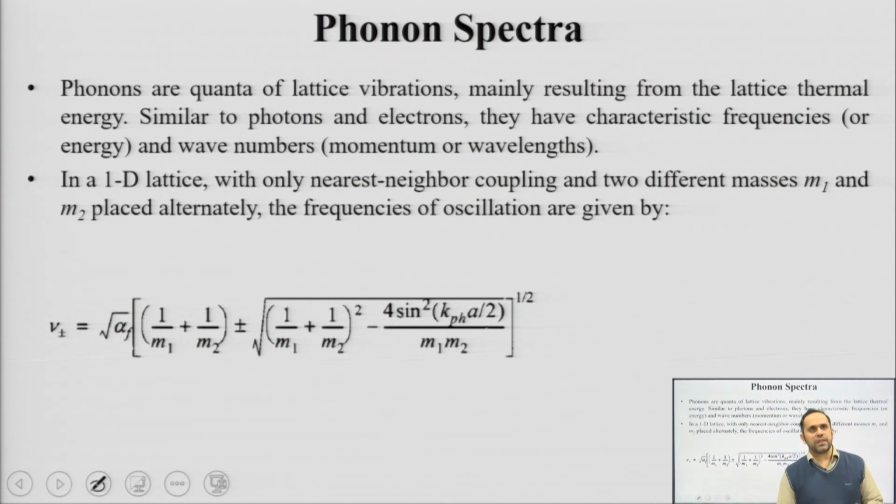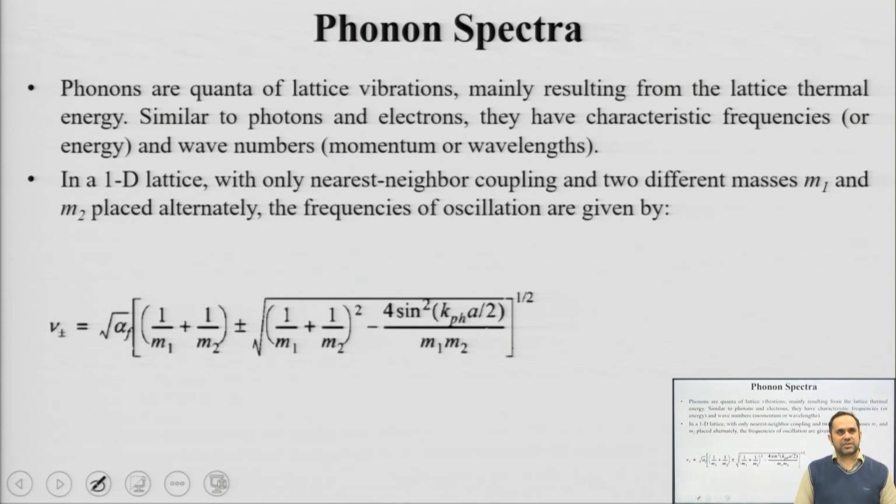So, in a one-dimensional lattice structure, where there is only nearest neighbor coupling, two atoms or ions are the nearest to each other, so they can be considered to have a sort of coupling between them, and they possess different masses m1 and m2. This mass can belong to an atom, it can belong to an ion, it can belong to any entity which is vibrating inside the lattice and producing phonons.